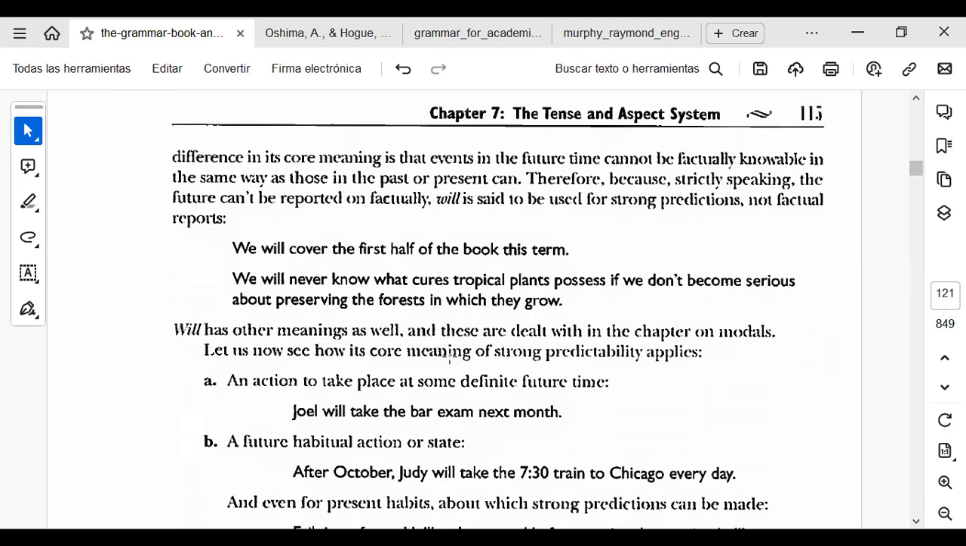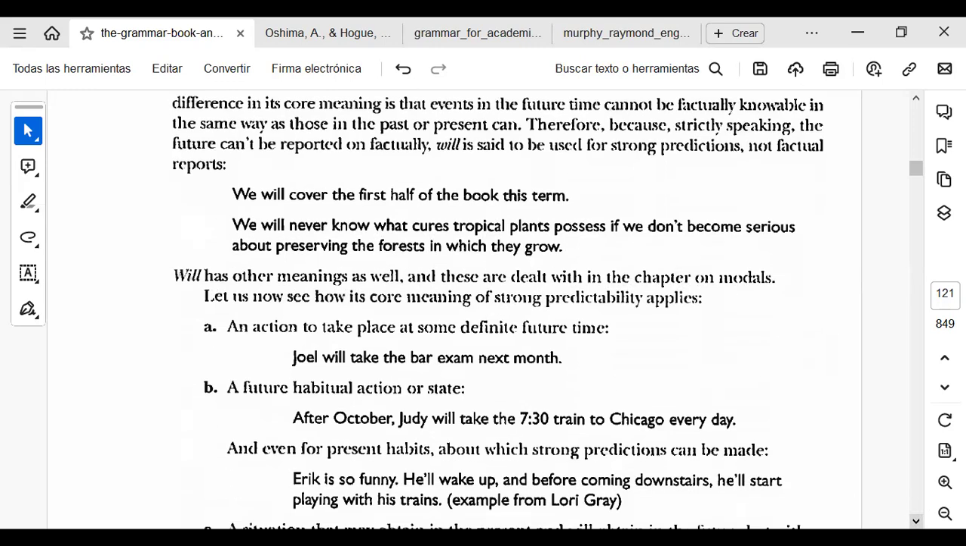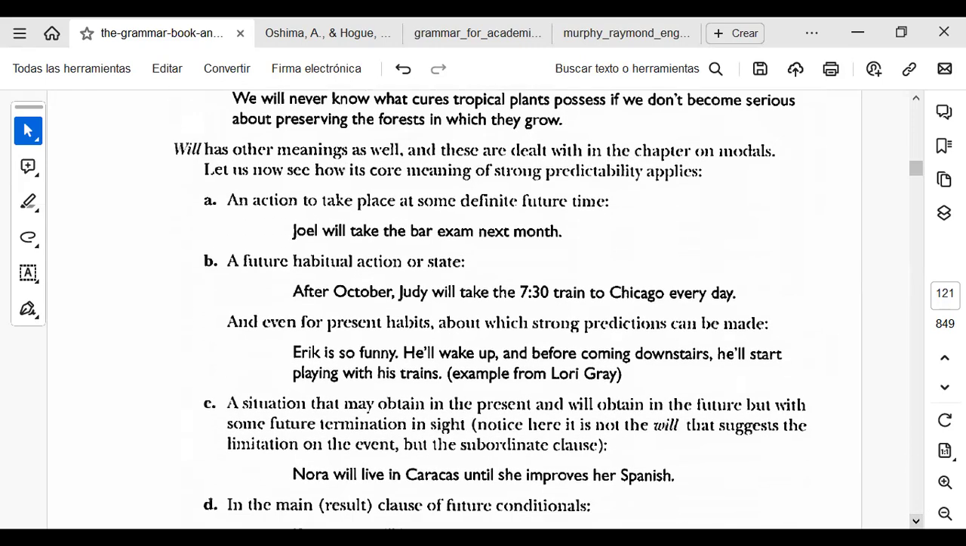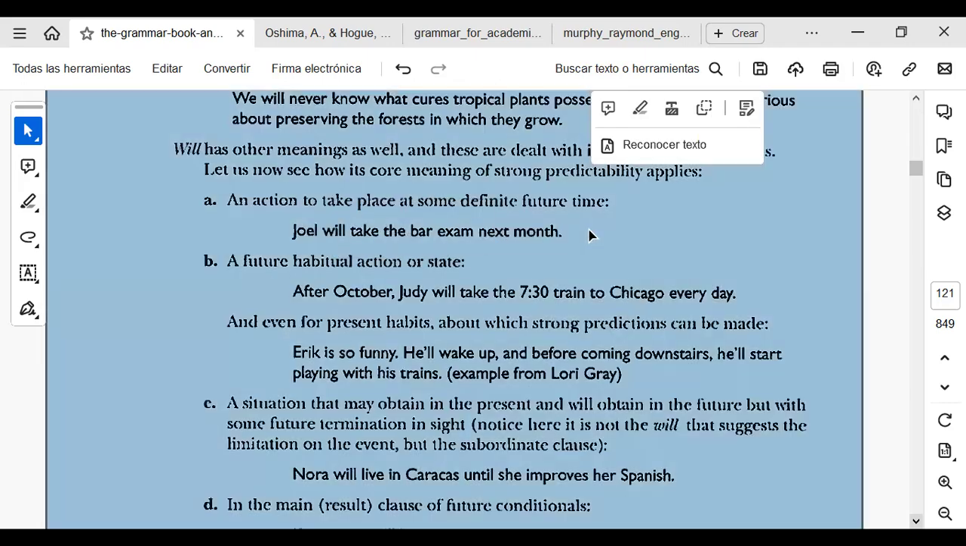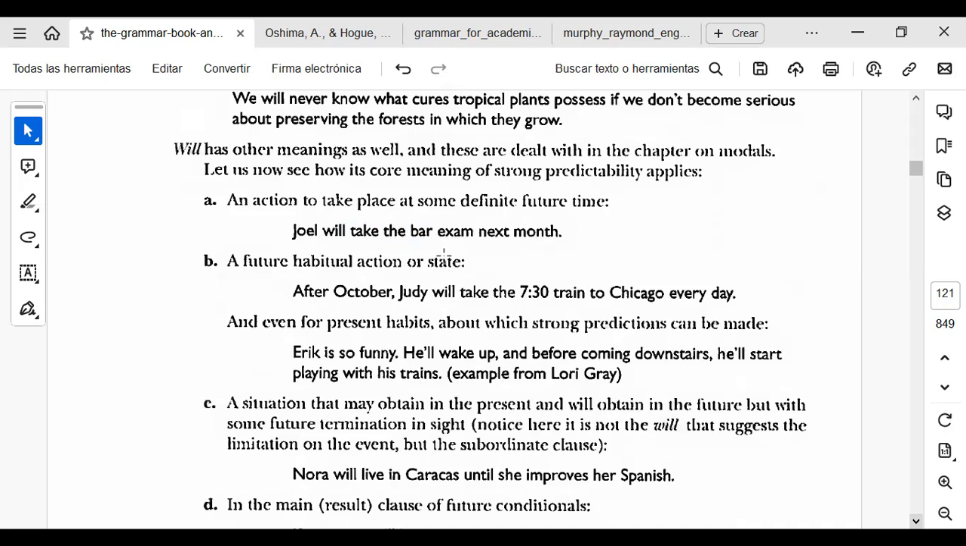Will has other meanings as well, and these deal with the chapter on modals. Let us see how the covered meaning of strong prediction applies. An action to take place at some definite future time. Joel will take the board exam next month. Or a future habitual action or state. After October, Judy will take the 7:30 train to Chicago every day.